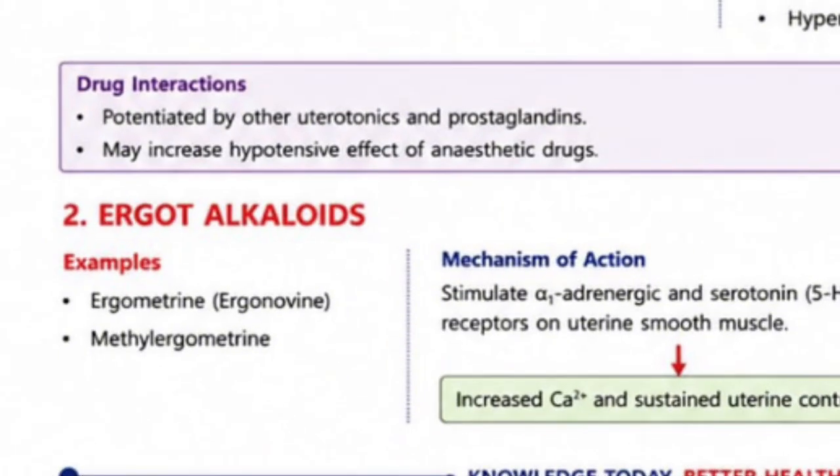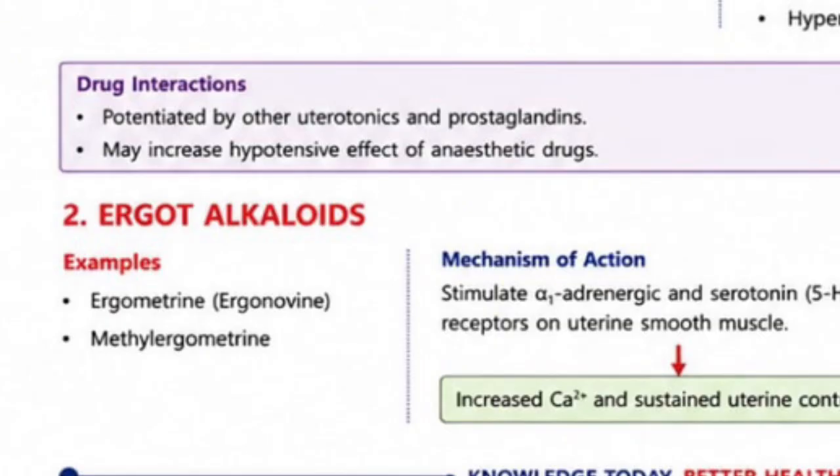So ergot alkaloids is the next one. We have talked about ergot alkaloids in my last video, and remember, ergometrine and methylergometrine. Ergometrine stays at least less than 2 hours. Methylergometrine stays for about 3 to 4 hours. So methylergometrine lasts longer, for longer use.